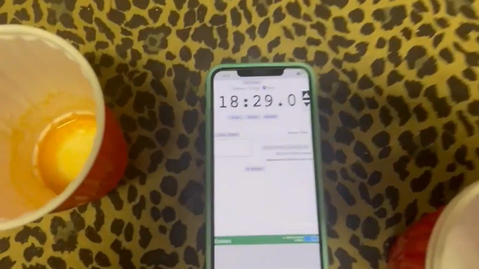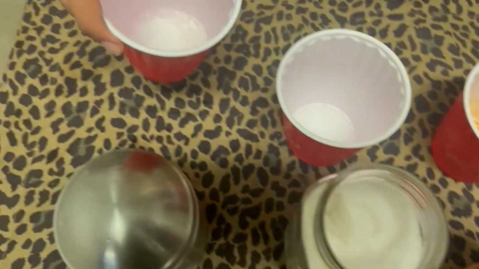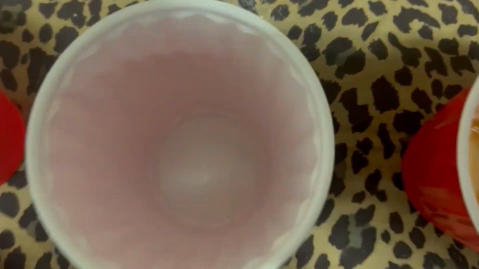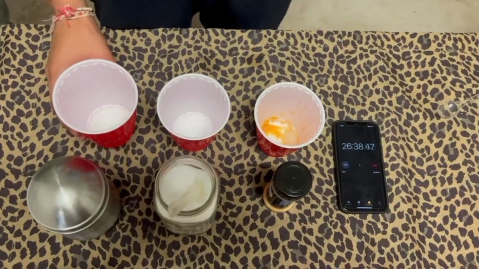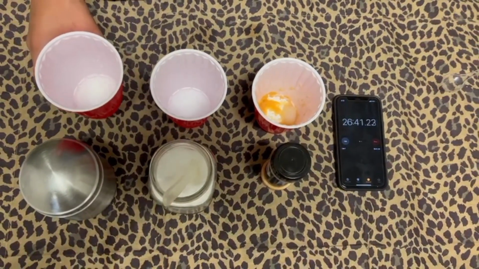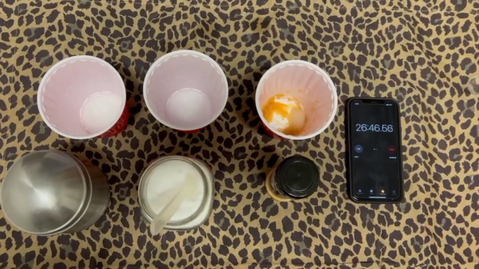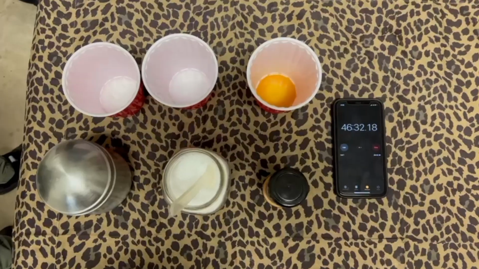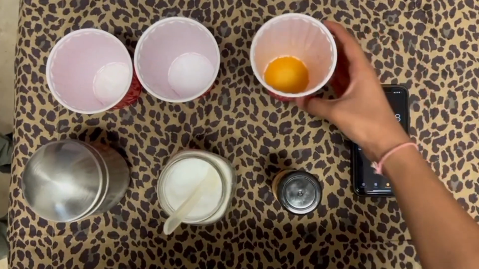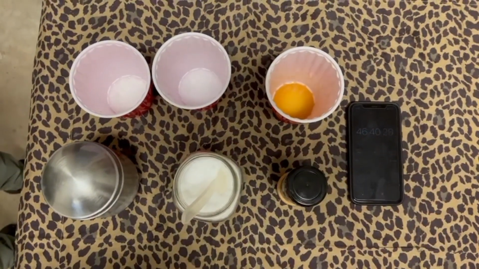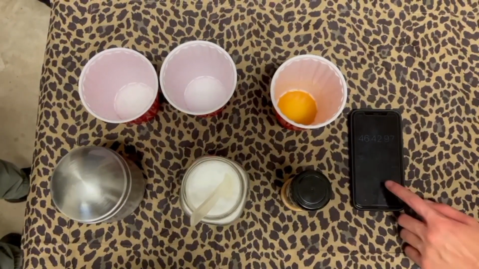So it's 18.5 minutes, and the salt ice cube has melted completely, while the sugar one's halfway there, while the garlic one's barely melted. Okay, so as y'all can see, the ice with the sugar has completely melted, and it's around 27 minutes. And now all that remains is the garlic powder ice cube. Okay, so it's been 46.5 minutes. This is the garlic cup. It has completely melted. So that was trial number 1. Now we'll be doing trial number 2 for more accurate results.